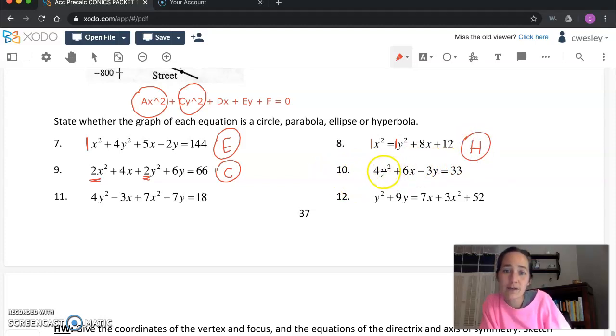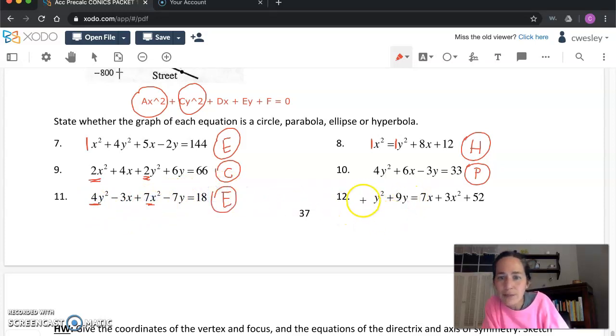The one underneath it, well, I like this one. Dead giveaway, it's like the ones we've been doing lately. Your x squared term is missing. You've only got one squared term present, so it's got to be a parabola. And then 11, back to an ellipse, right? 4 and 7 in general form, same sign, different numbers.